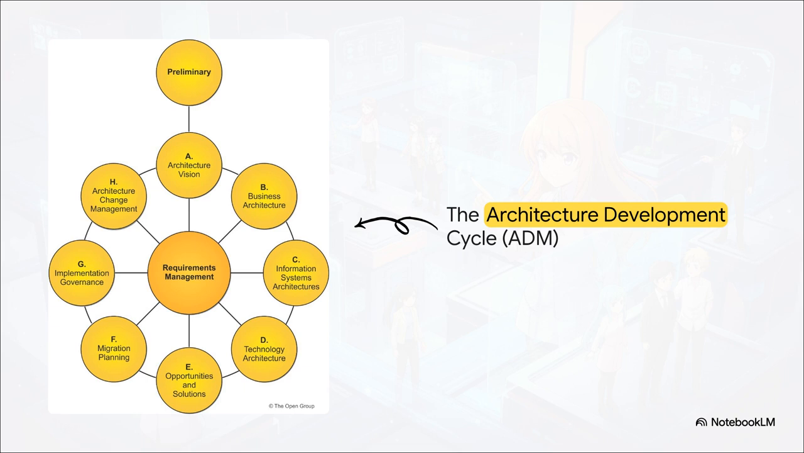You kick things off with a preliminary phase at the top, and then you just flow right through the cycle, from architecture vision, through business, information systems, and technology architectures, all the way around to architecture change management. And sitting right there, dead center, touching literally every single phase, is requirements management. This wheel gives our hypothetical organization a repeatable, powerful way to build and manage their enterprise architecture.